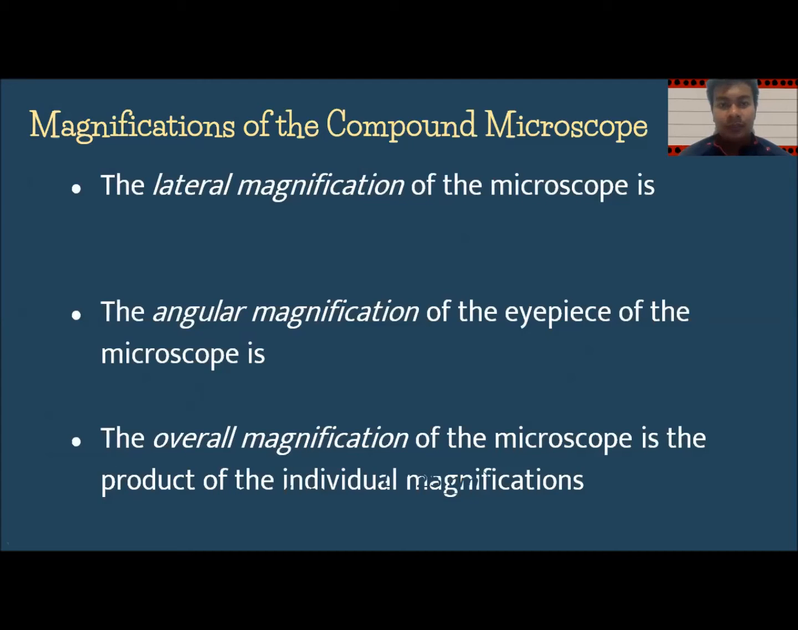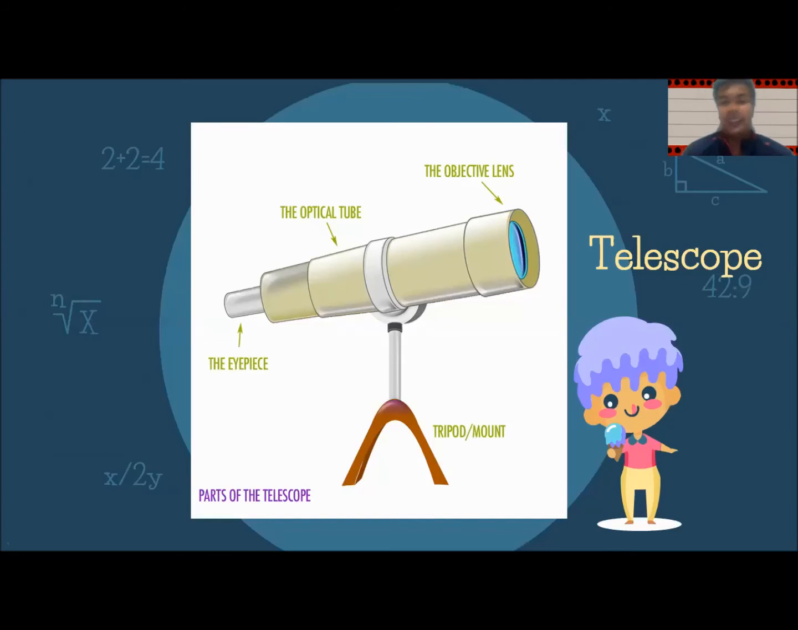So, okay, it is the second application of optical instruments that we learned today. The second one is the telescope. As you can see in this picture, this is the objective lens, this is the optical tube, this is the eyepiece, and this is the tripod or mount.